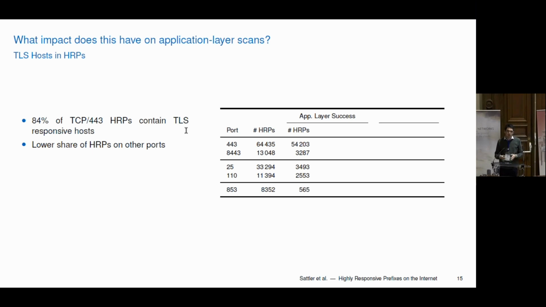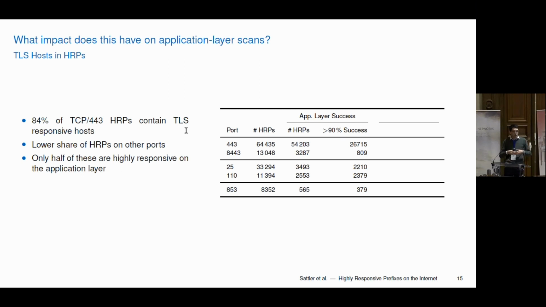We then also expanded this to, since you get 256 responsive addresses from your port scan, how many of these are actually also responsive on your application layer scan? And we find for HTTPS that only half of the prefixes which have at least 1 also are responsive on more than 90% of the targets. For the other ports, the reduction in percentage-wise is a bit smaller, but in comparison to the initial number of HRPs detected from the original port scan, the number is still very low.